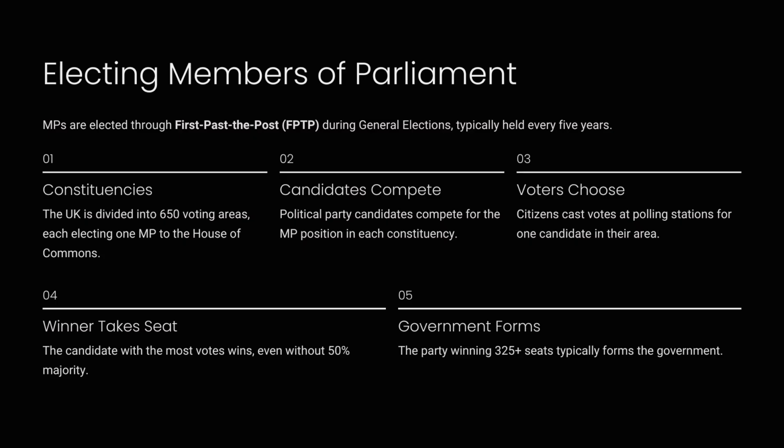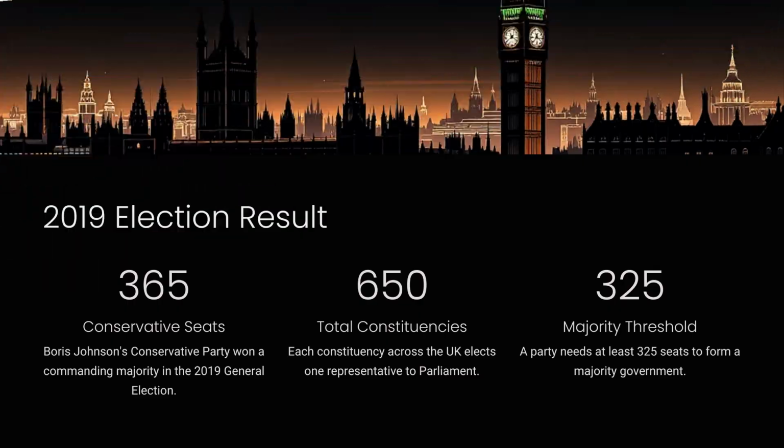Government forms. The party winning 325 plus seats typically forms the government. 2019 election result: 365 Conservative seats. Boris Johnson's Conservative Party won a commanding majority in the 2019 general election. 650 Total constituencies. Each constituency across the UK elects one representative to Parliament. 325 Majority threshold. A party needs at least 325 seats to form a majority government.